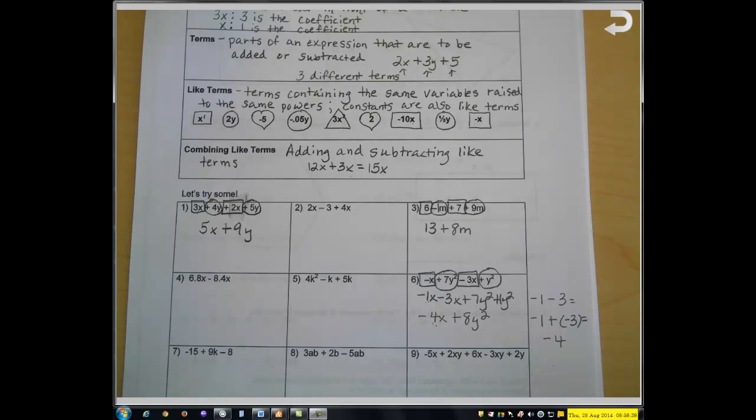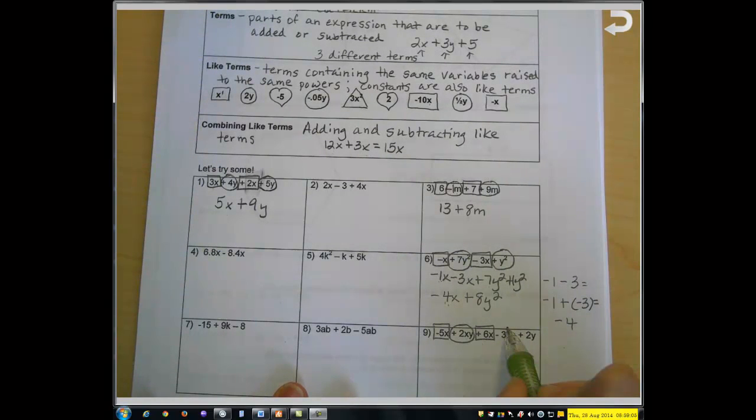Okay, let's do just one more example here. Example number 9. We're going to be very careful when identifying our like terms here. Our first term has only an x. So the only term that would go along with that is the positive 6x because it has only an x. This term has both an x and a y. This term also has both an x and a y. This term has no term that goes along with it.